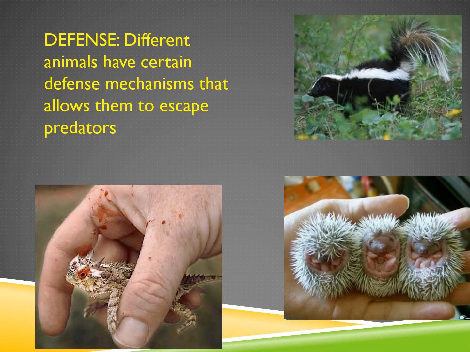Another one is defense. Different animals have certain defense mechanisms that allow them to escape predators. These again are just examples of adaptations. Skunks are able to spray that nasty smell when they're feeling attacked. A lot of animals have spikes, like these porcupines and this lizard. A lot of animals will release poison, stuff like that.